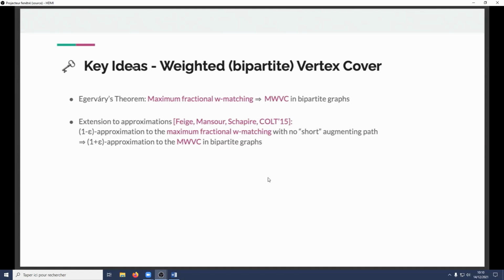So note that we compute this maximum fractional W matching by this algorithm of Ahmadi, Kuhn, and Oshman, which is based on linear programming and therefore does not have the nice property that we do not have short augmenting paths and stuff like some other algorithms have. And so the first challenge is how to get rid of short augmenting paths.